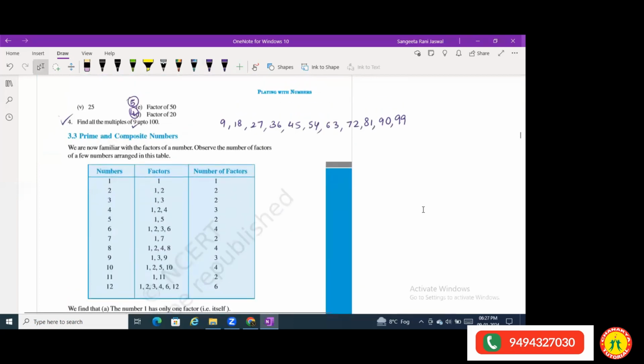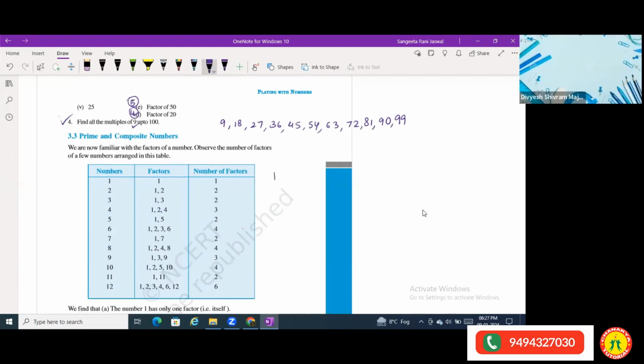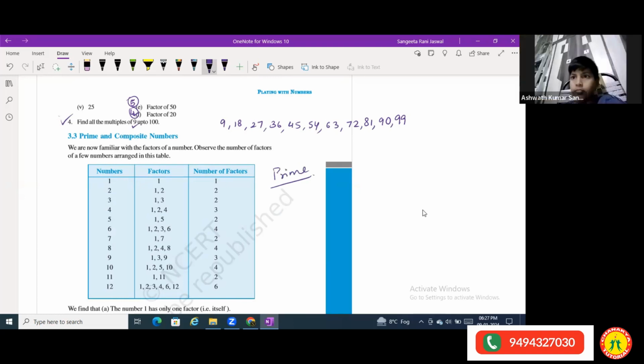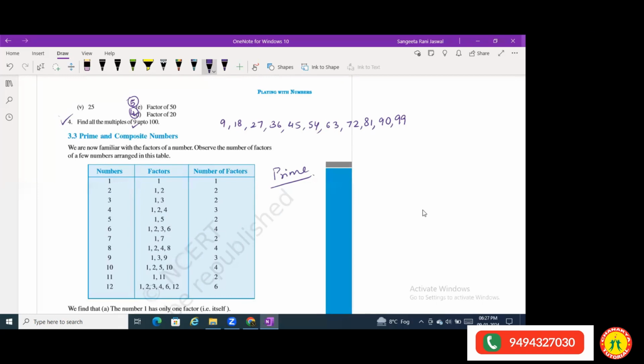Now next is prime and composite numbers. So prime numbers are numbers which have only one and itself as a factor. So prime numbers have only one and itself as a factor. One is such a number which is neither prime nor composite.